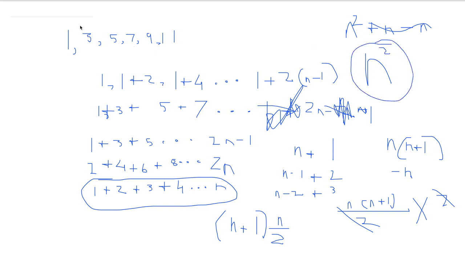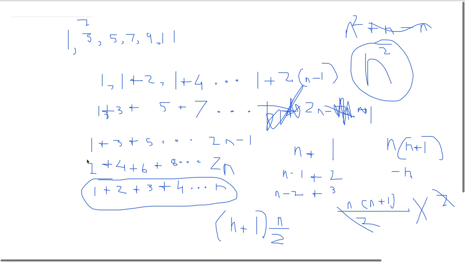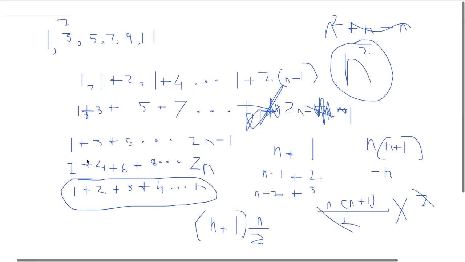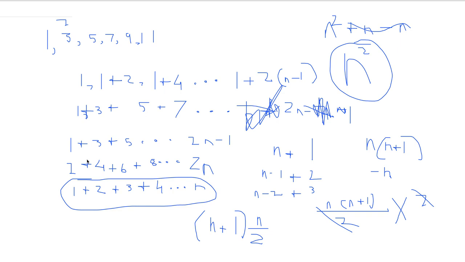So if there are 2 terms, 2 squared is 4. 1 plus 3 is 4. 3 terms, 3 squared is 9. 1 plus 3 plus 5 is 9. 4 squared is 16. 1 plus 3 plus 5 plus 7 is 16. 5 squared is 25. 1 plus 3 plus 5 plus 7 plus 9 is 25. And so on. So that was a proof I've made and discovered, and I'd like to share. So thank you.